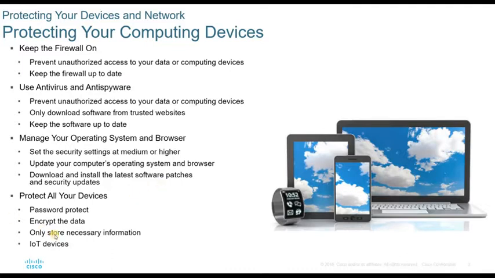Next, encrypt the data. We're going to talk about this one later as well, the encryption of data. The other one is to only store necessary information, and not give every piece of information, particularly sensitive information. And of course, the protection of IoT or Internet of Things devices. So let's move on.